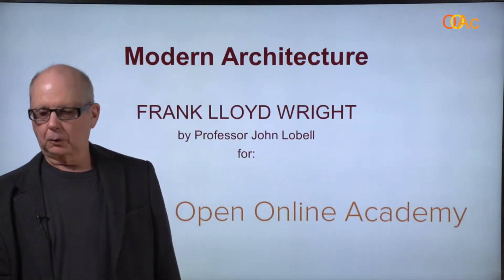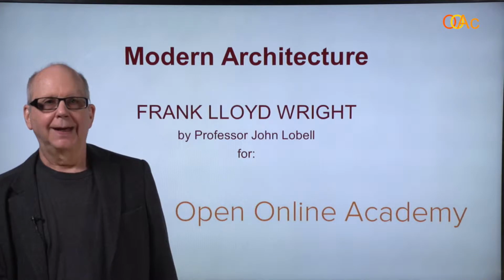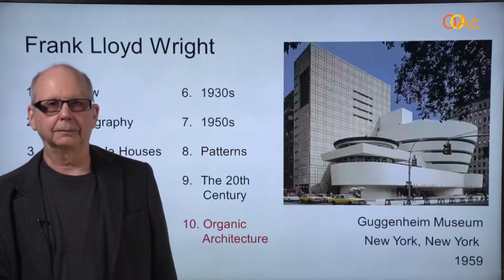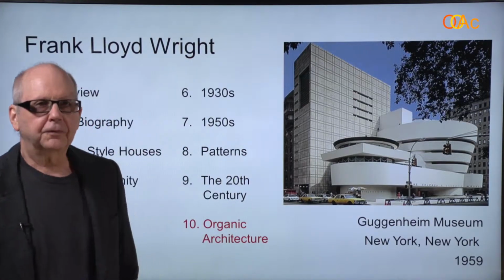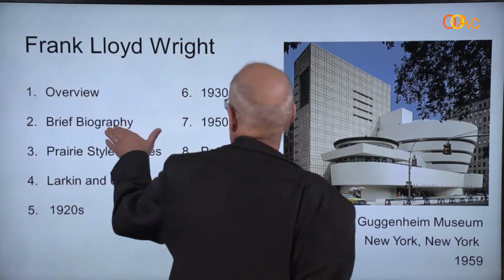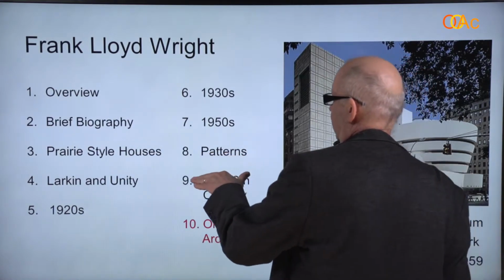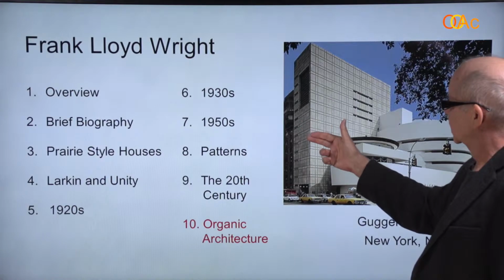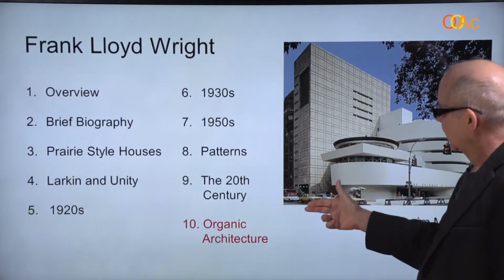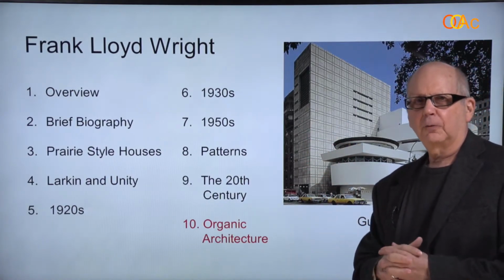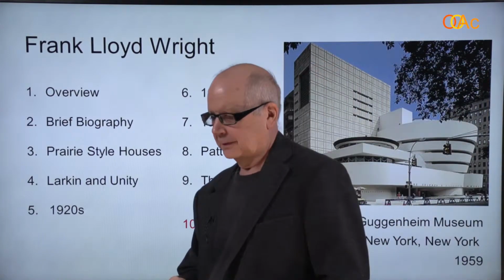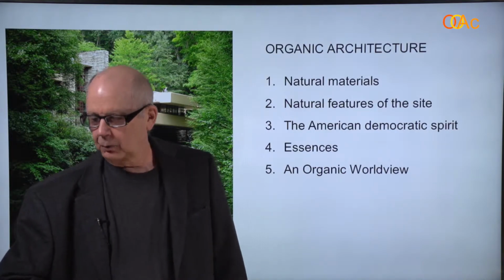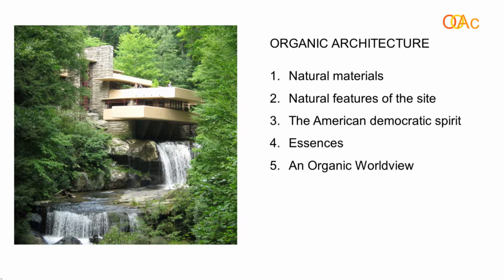Welcome back to our course on modern architecture, and this is the last in our series of lectures on Frank Lloyd Wright. So we moved through an overview, brief biography, the Prairie Style, Larkin and Unity, his work in the 1920s, 30s, 50s. We looked at patterns in the 20th century. But Frank Lloyd Wright is known for organic architecture. And we haven't explained what that is. So let's take a look at what we mean by organic architecture.